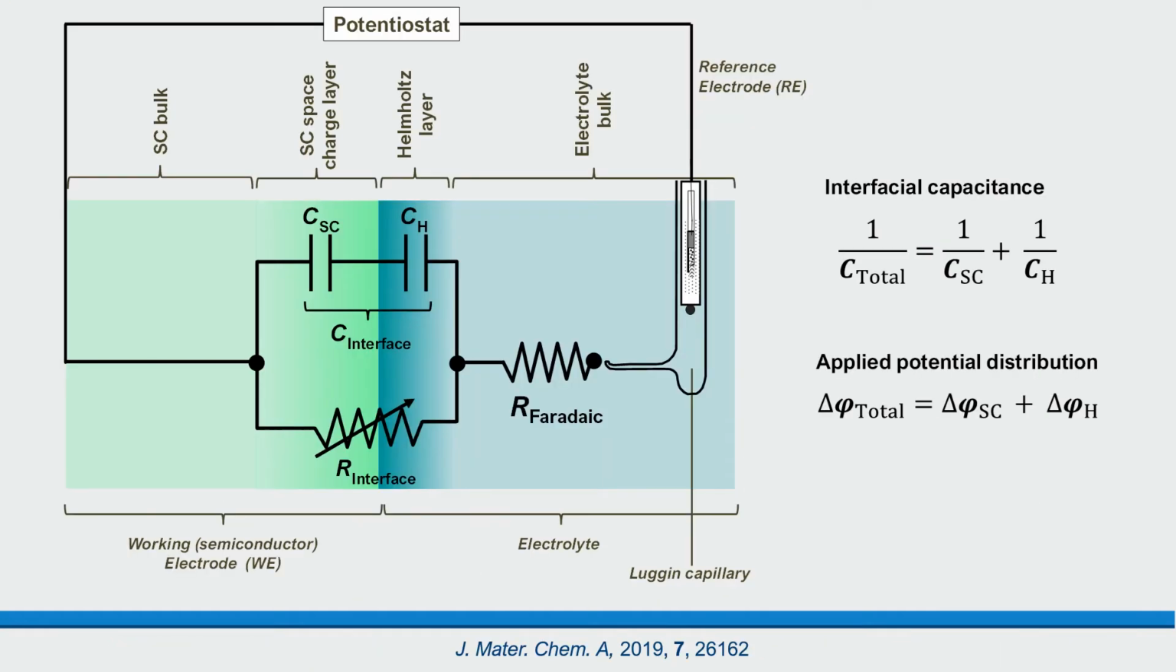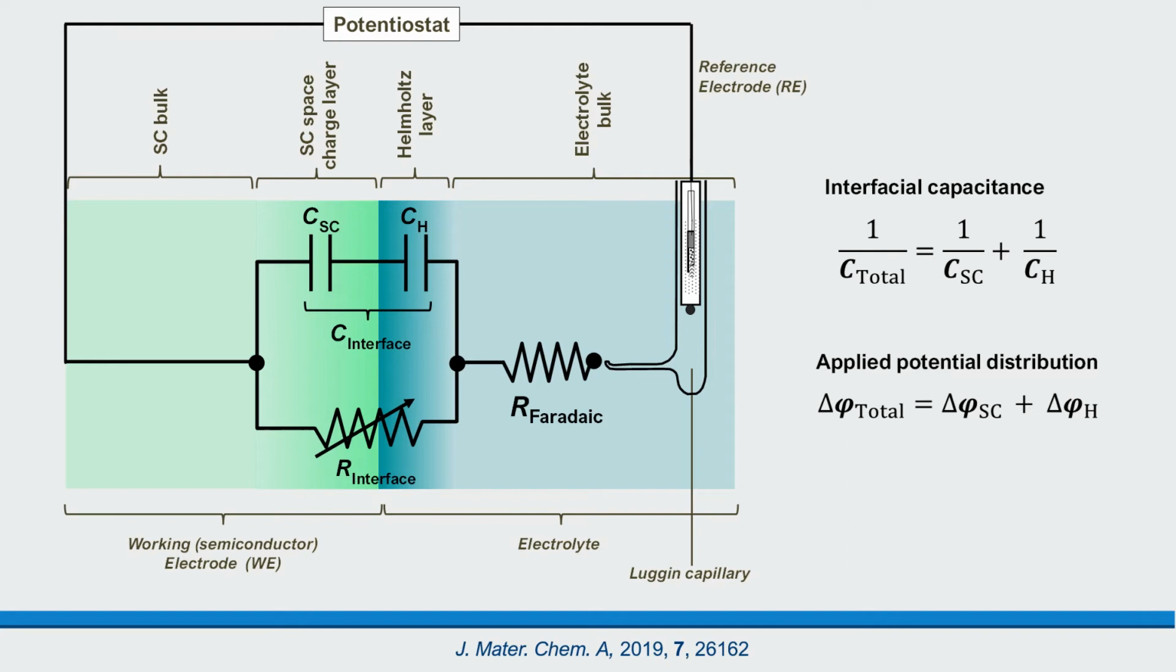Now, the Helmholtz layer is usually entirely excluded from models of the semiconductor liquid interface because it is assumed that the potential drop across the Helmholtz layer is negligible and that all of the applied interfacial potential is dropped across the semiconductor. But this is not necessarily true and depends on many things, but critically so on the doping level in the semiconductor.